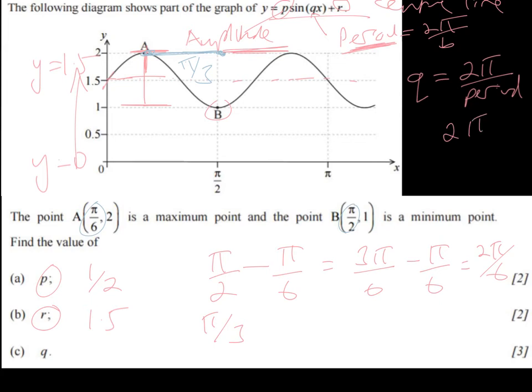So we're going to say q is equal to 2 pi divided by the period, which is 2 pi by 3. That's going to simplify to give us 3. So the value of q is going to be 3.